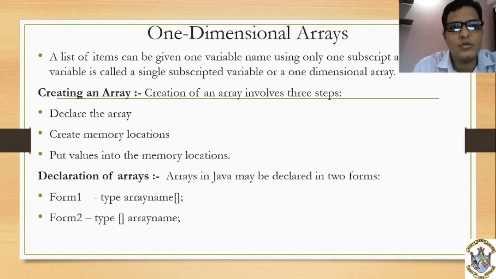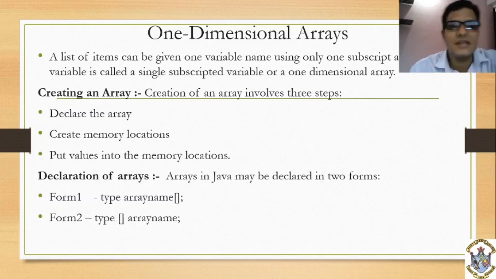Now we will move to the one dimensional array. Then how to identify an array? We know the syntax: data type, variable name. If it is followed by a subscript, that means a square bracket, and it consists of one subscript, then it is called a one dimensional array, right? Let us see. Creation of an array involves three steps. Here it is giving us a new concept, that arrays can be created using three steps. First is declaring the array, second is creating the memory location, third is putting values into the memory location. First you have to declare the array, next you have to create it, and next you have to put the values in that memory location.